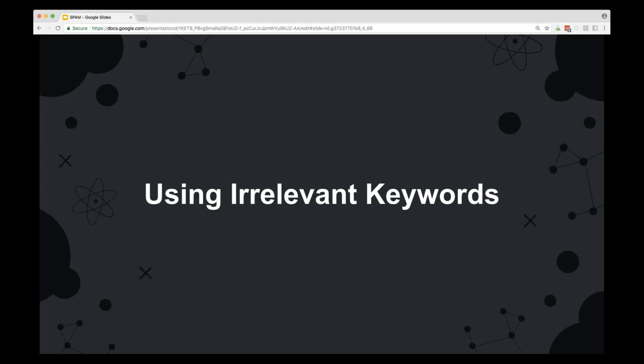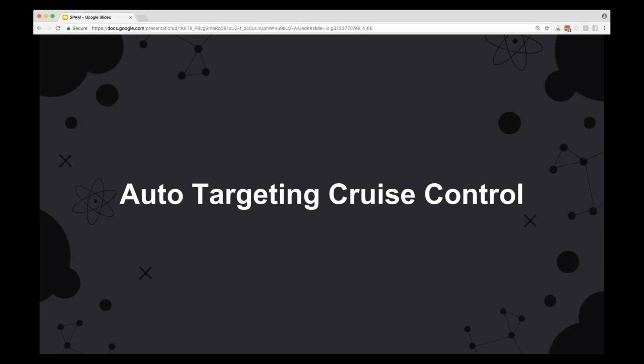This would be like bidding on Air Jordans if you're Adidas, right? Don't bid on that. People who are buying Jordans are looking specifically for Jordans. That's what they care about. They don't care about Adidas. So you're spending a lot of money to appear when in actuality, you're not going to ever get a sale from that. Pitfall number 2, auto-targeting cruise control.